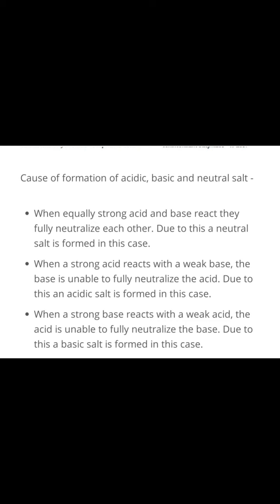When a strong acid reacts with a weak base, the base is unable to fully neutralize the acid. Therefore, there will be a formation of an acidic salt. And when a strong base reacts with a weak acid, of course, the formation of a basic salt will be there.